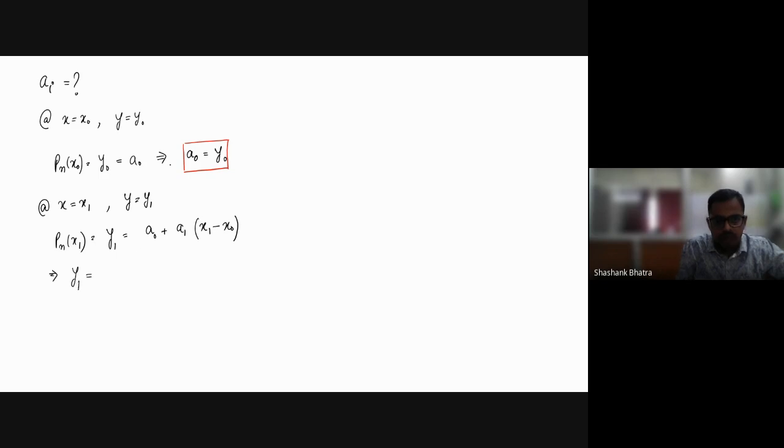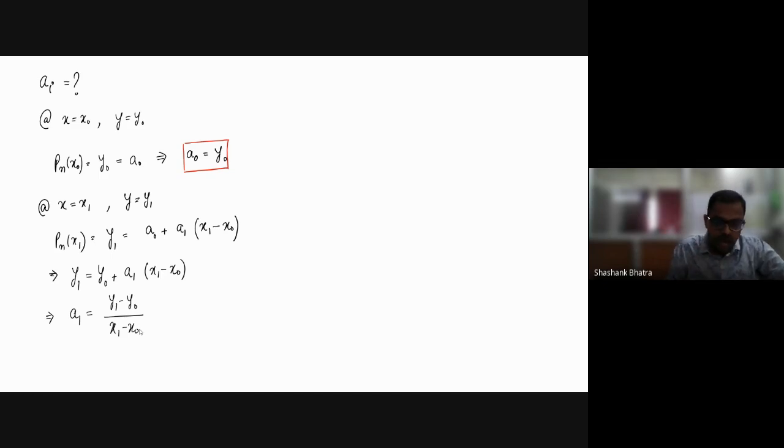A naught, from this we have already known, is y naught plus a1 times x1 minus x naught, a1 being y1 minus y naught upon x1 minus x naught. So you can see that it is also a reminder of your two-point expression, or linear line. Yes, the slope, you know the slope, right?